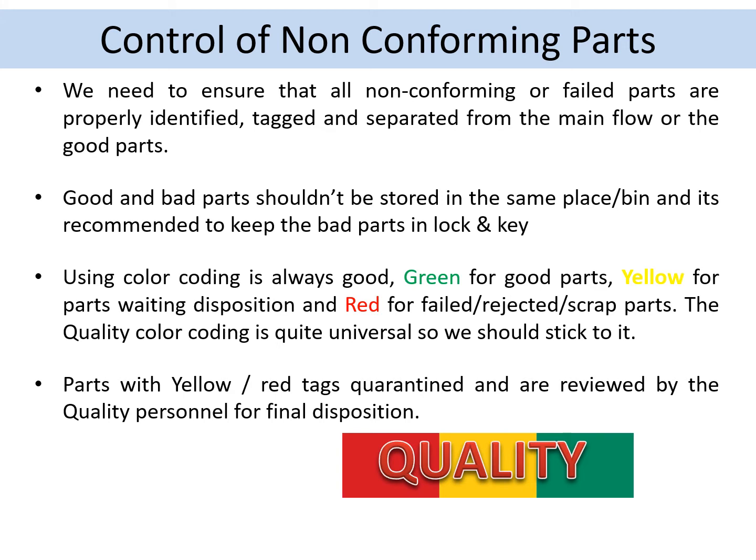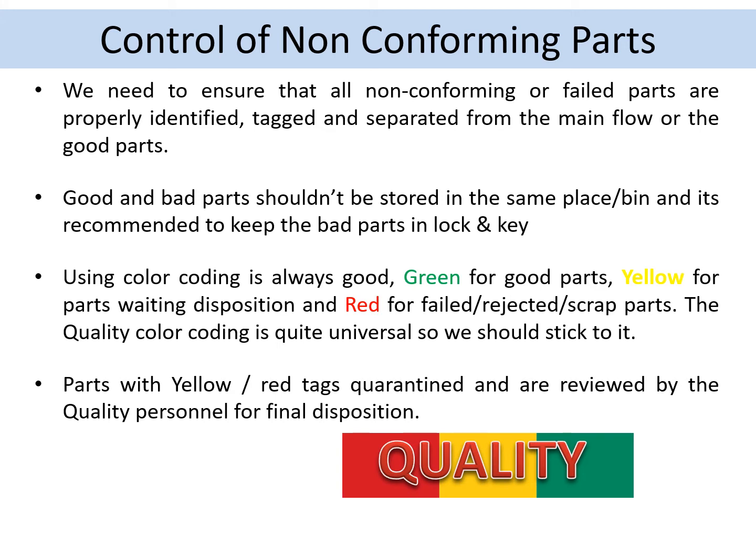In the quality world, we use three colors for color coding: green, yellow, and red. Most of you already know about it. Green are good parts. Green means you can move to the next stage. Yellow means there is a problem and nobody else can touch it. Only the quality people can touch it, and it is waiting for disposition. Red means it's already failed, rejected, or scrap parts.